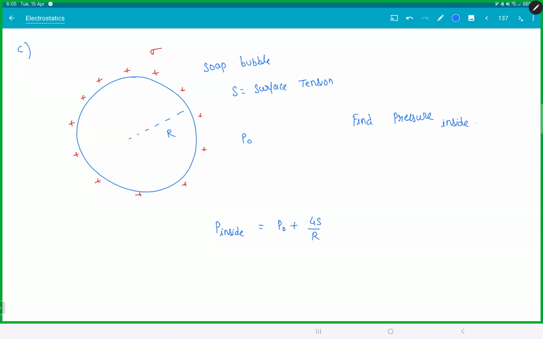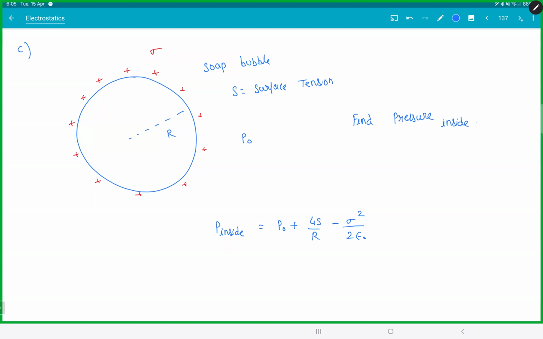Now you tell me, if you put a charge, what are the charges trying to do? They're trying to repel each other. They're trying to expand the shell, so the pressure will decrease by how much? Minus sigma square by 2 epsilon. That's it. The soap bubble is trying to compress, so the pressure is increasing. The charges are trying to repel, so the pressure is decreasing.